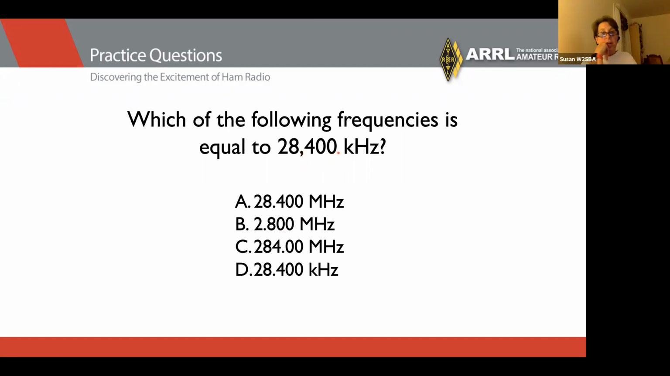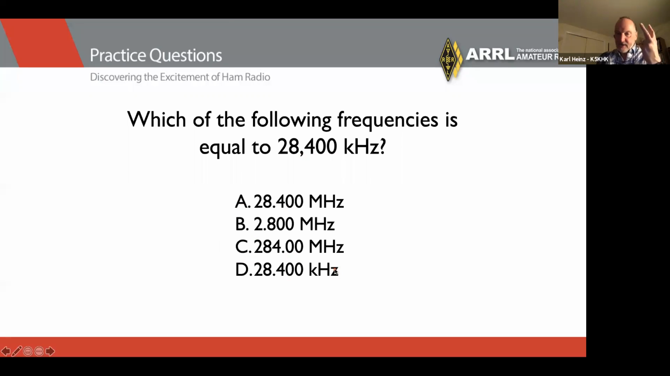So you move it 3. 1, 2, 3. And then it would have to be megahertz because we're going equal to kilohertz. So it can't be another kilohertz. It has to be the megahertz. Good catch, Aaron. They try to trick you between A and D. Everybody see that? You good with that?